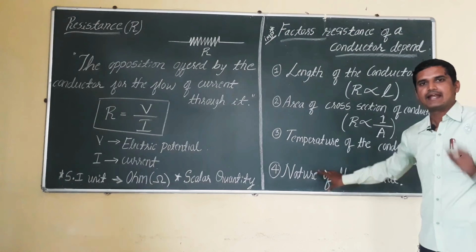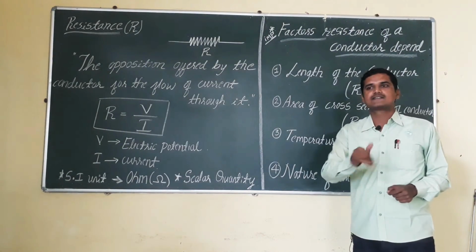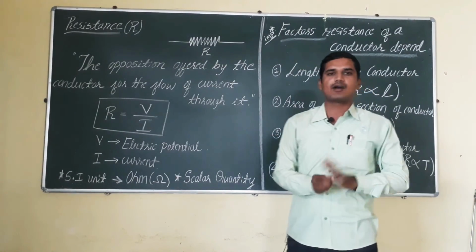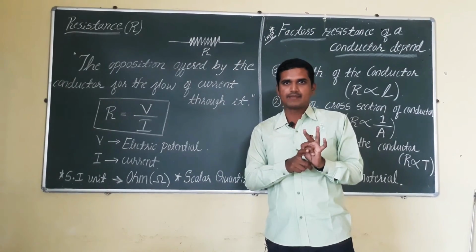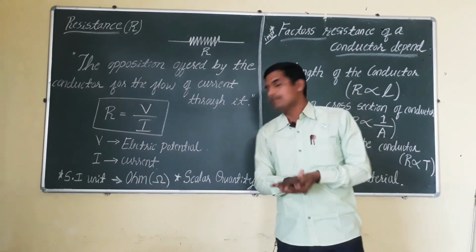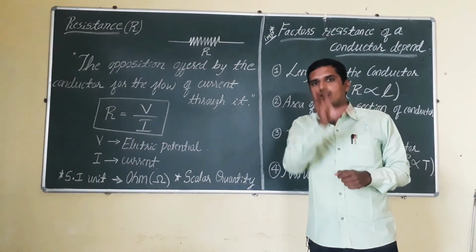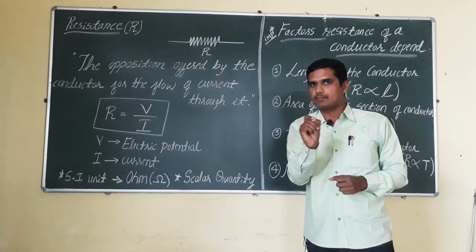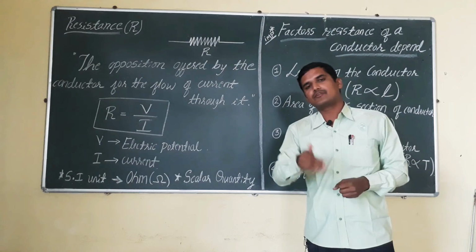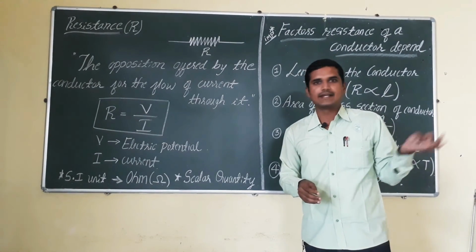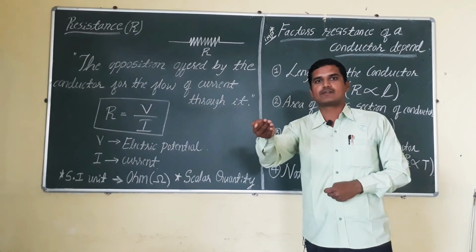And the last factor it depends upon is the nature of the material. Suppose there are a variety of electrical components. Some of the electrical wires are made up of aluminum, copper, and so on. Among them, it depends upon the nature of the material also. Among all the conductors, silver wire has very little resistance. And if you take examples like tungsten or nichrome or any other alloy wire, that has a large amount of resistance.